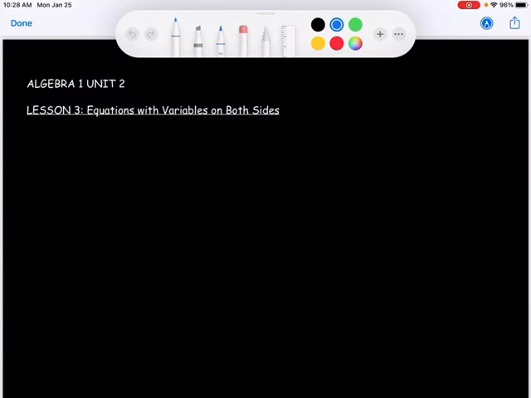I am looking at solving equations with variables on both sides. If you're following along in the book, this is from Algebra 1, Unit 2, Lesson 3. So today we've got the variable, whatever it is, x or y or m, but you've got it on both sides of the equal sign. So you need to be able to combine those so that it's just one. So let's look at an example.